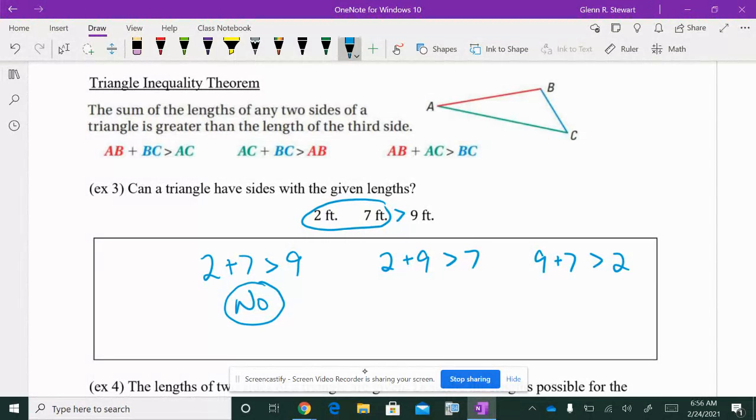Now, to be honest with you, since this one is no, we don't need to test the other sides. Only whenever they're yes do we test all the other sides.